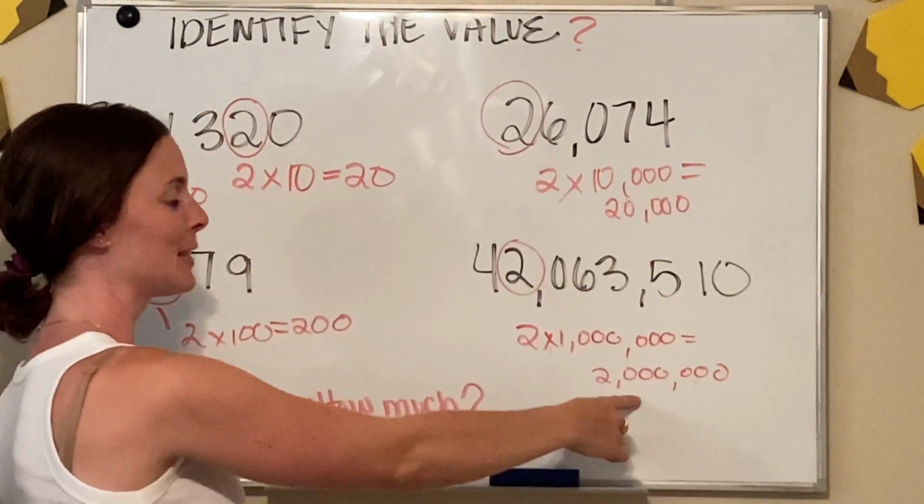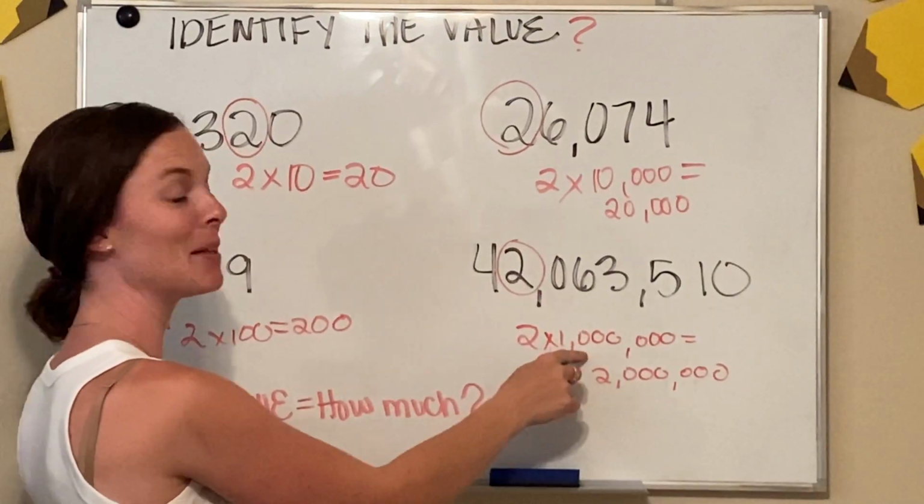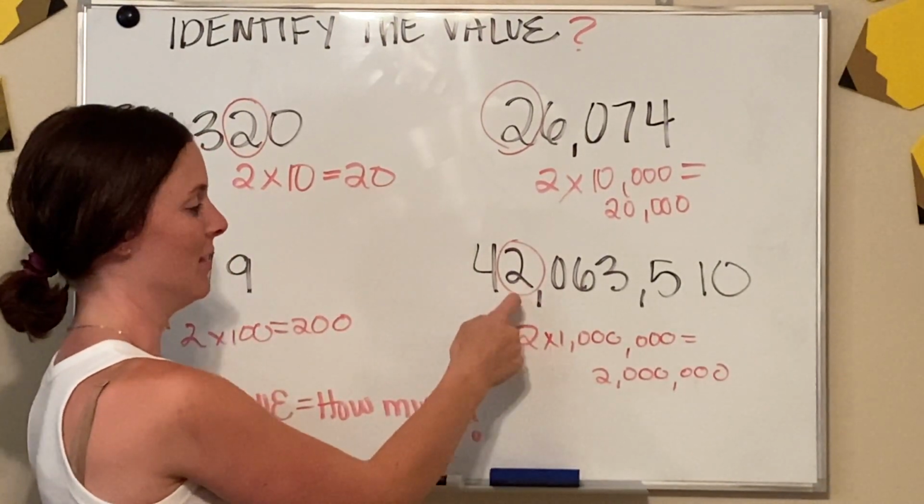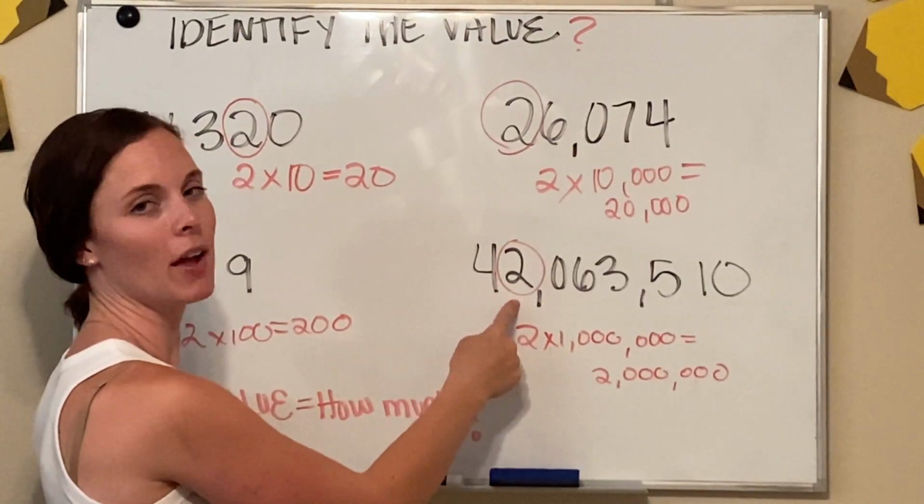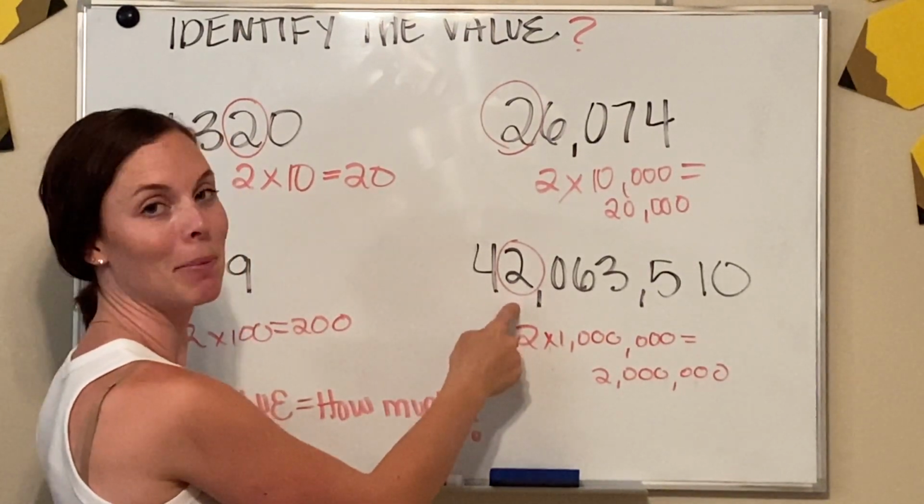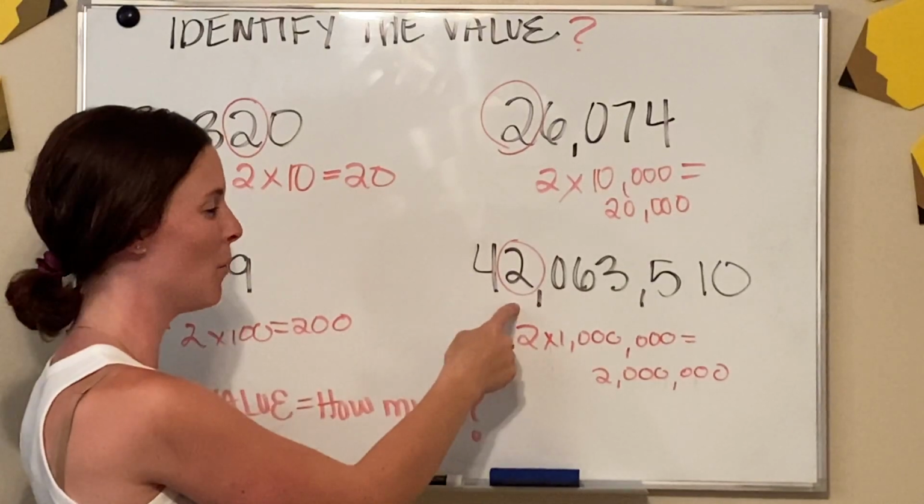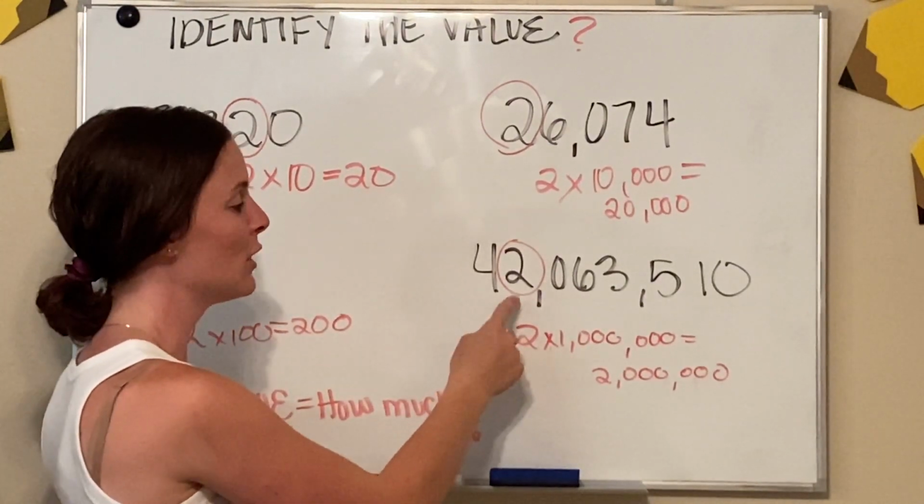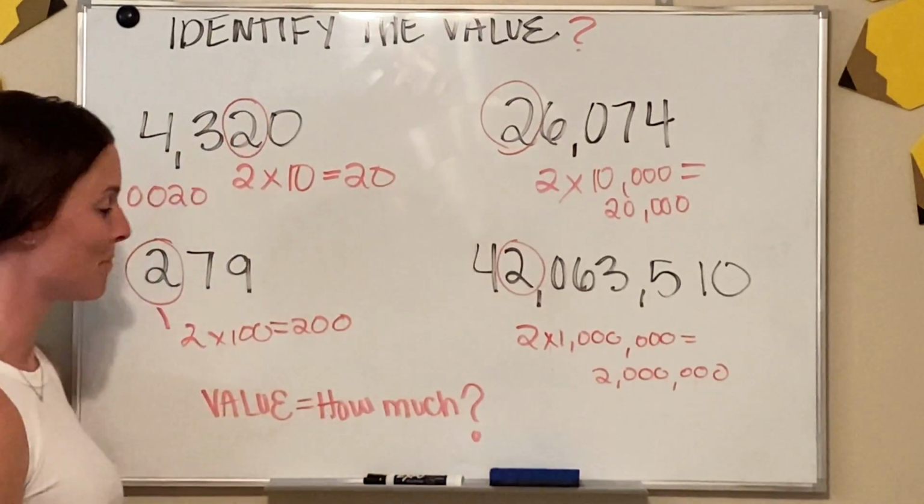It is this one, because it was sitting in the millions place. Think of the place like the parking spot. This 2 is worth a lot more. It went for the million place value spot. It went to the parking spot of 1 million. So it's worth 2 million.